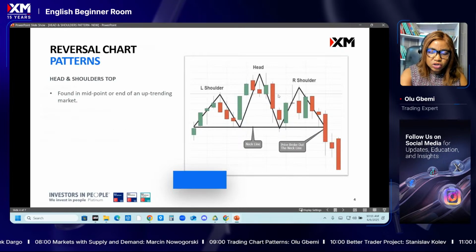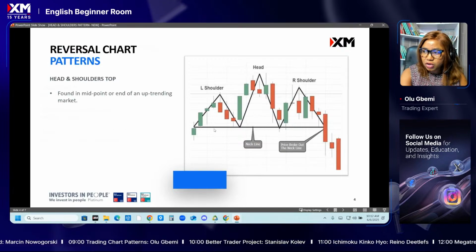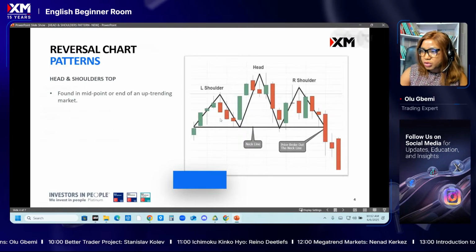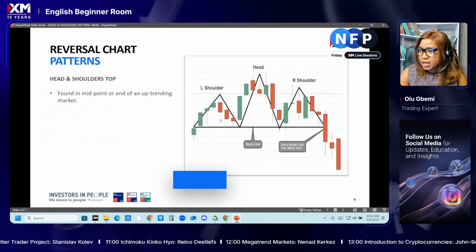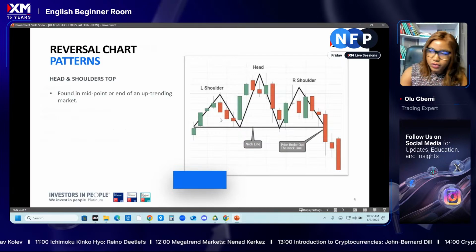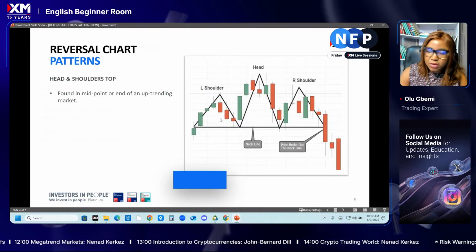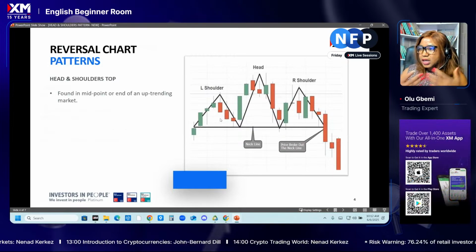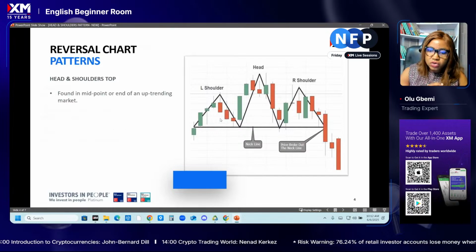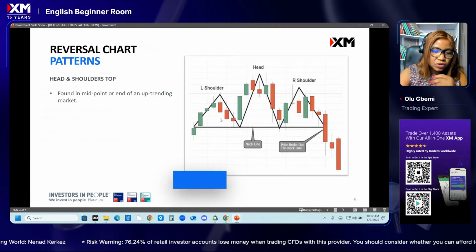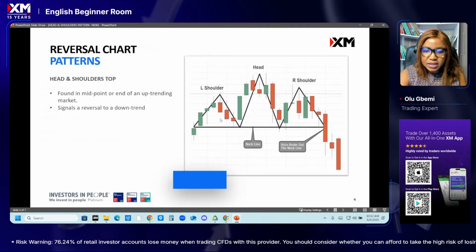Okay, so this head and shoulders top is usually found at the midpoint or the end of an uptrend. That means it's best if there has been an uptrend in the market. So the market has been trending up, and then all of a sudden this head and shoulders pattern is formed. When it forms at the height of an uptrend, that gives me a reason to want to look for a sell after the price has created the lower low and has broken below the neckline. By the way, where is the neckline?